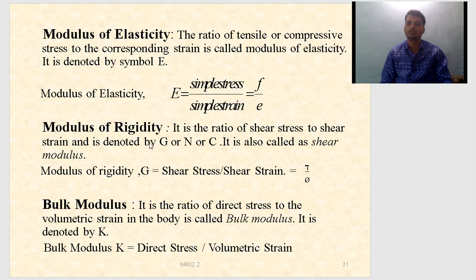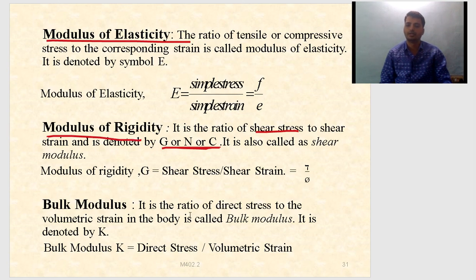And what is modulus of rigidity? It is the ratio of shear stress to shear strain. When we learn about shear stress, it will be used. It is denoted as G or C. It is also called the shear modulus. Modulus of rigidity talks about the shear stress area.